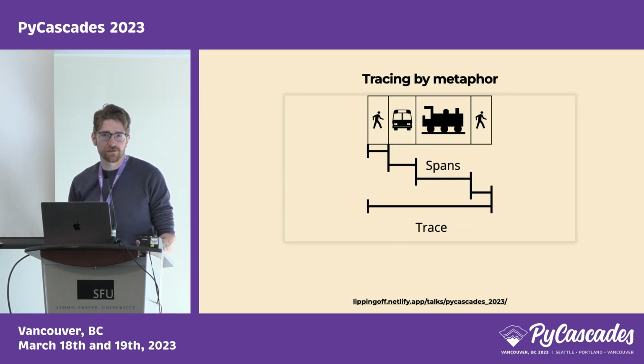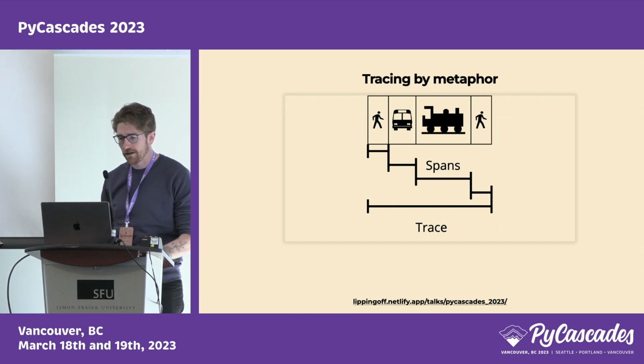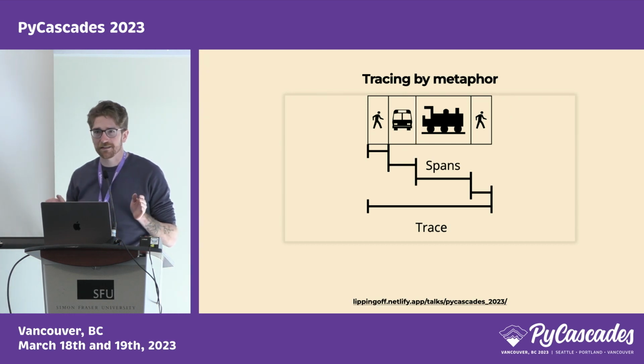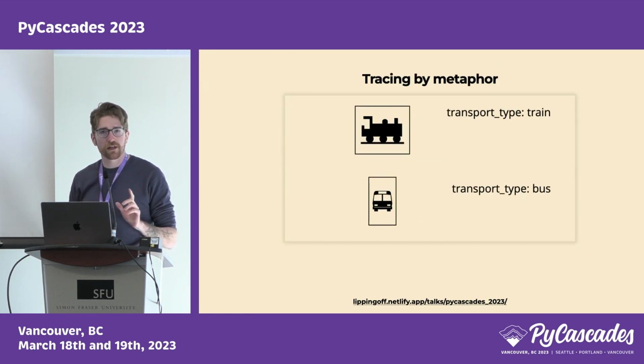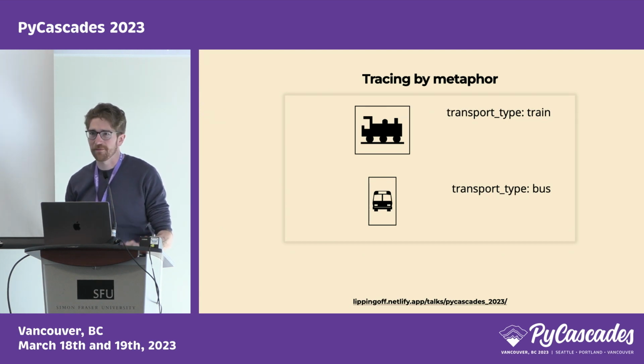This maps onto the terms in distributed tracing of the trace and the spans. Each one of these little legs would be a span. Your entire trip through the system would be the trace. You want to record information about the different parts of your journey. One thing I was implying with this diagram is you want to record the type of transportation. Say it was a train, a bus, or by foot.